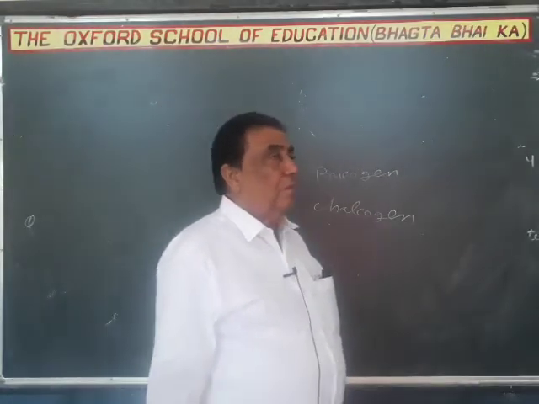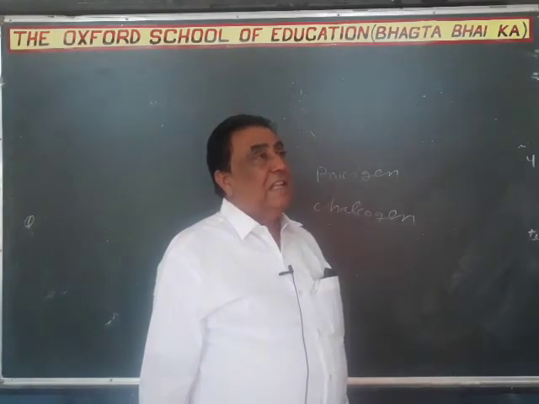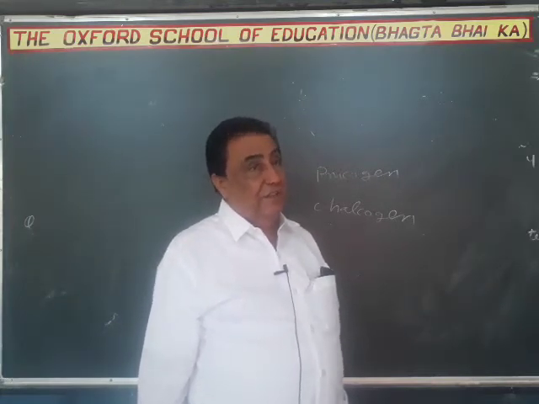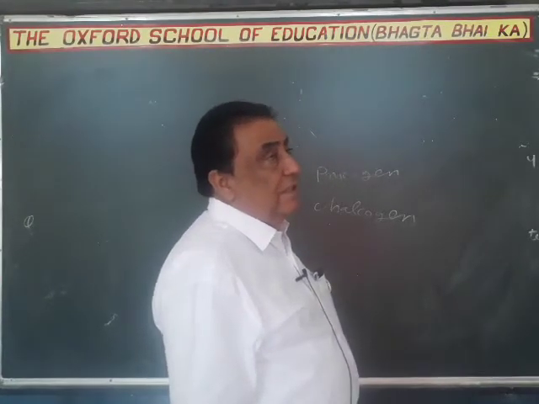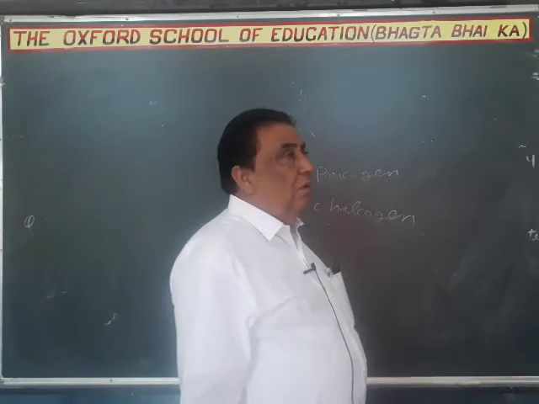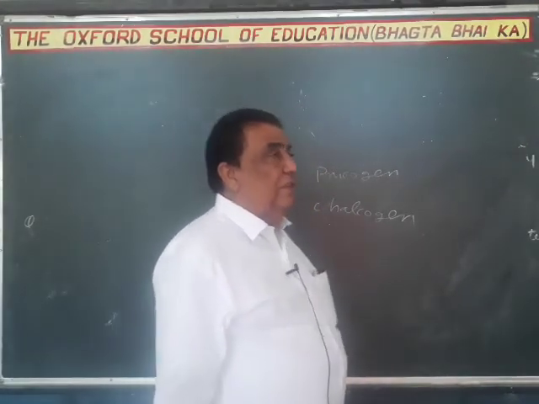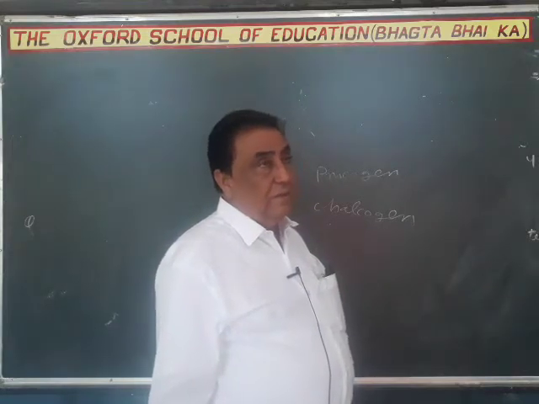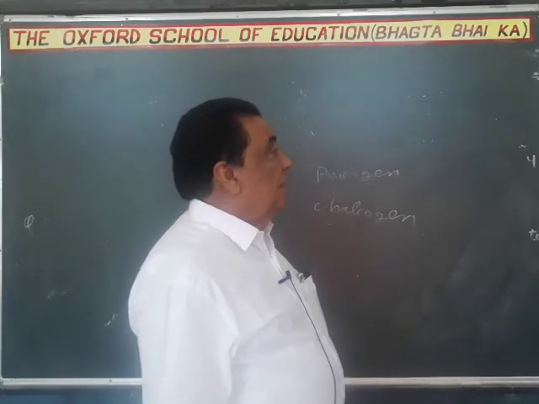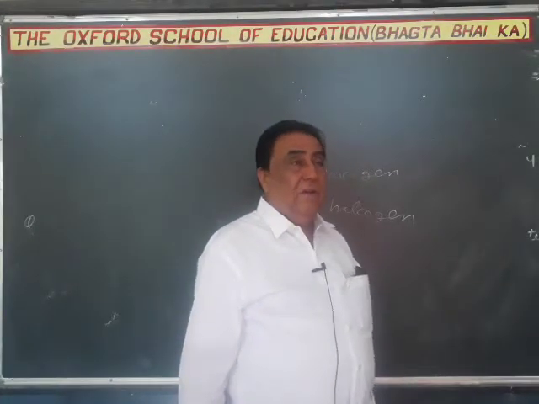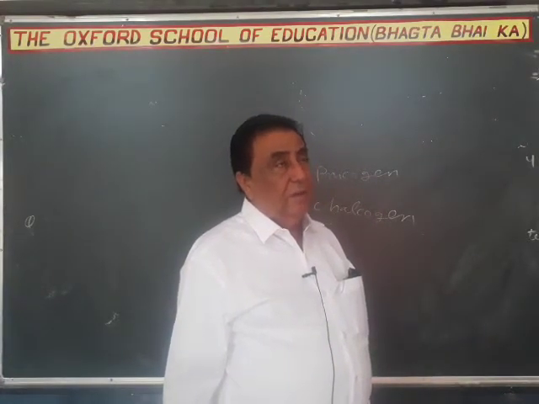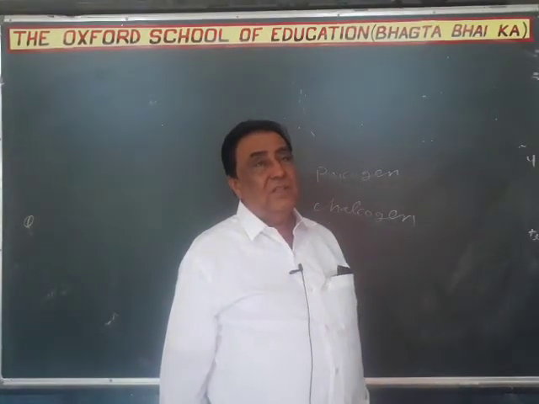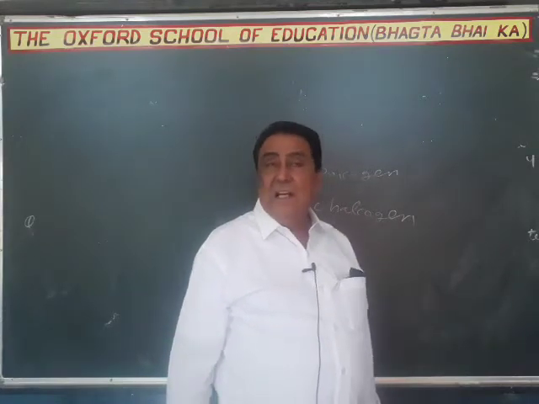Elements of 17th group are known as halogen. Halogen means salt producer. Most of the salt, for example, even common salt, sodium chloride, is a salt of halogen. Chlorine is a halogen. And element of 18th group are known as noble gases. They are known as noble gases due to their less reactivity. They are very less reactive.